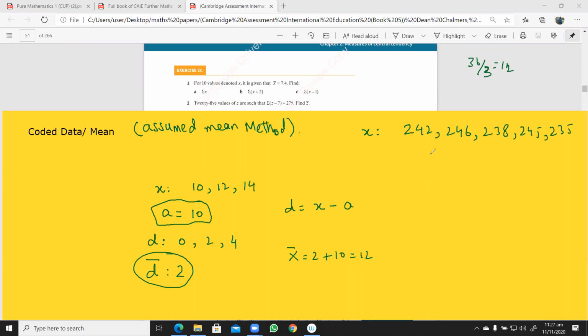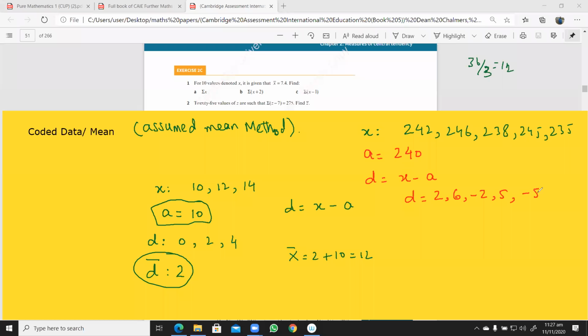Now, look at this example here. I'm not going to find the mean over here directly, but I would assume that my mean over here is, let's say I take my A as 240. Now my deviations, which are going to be x minus A, I'll take out A from all these values. So 242 minus 240 is 2. 246 minus 240 is 6. 238 minus 240 is minus 2. 245 minus 240 is going to be 5, and then 235 minus 240 is going to be minus 5.